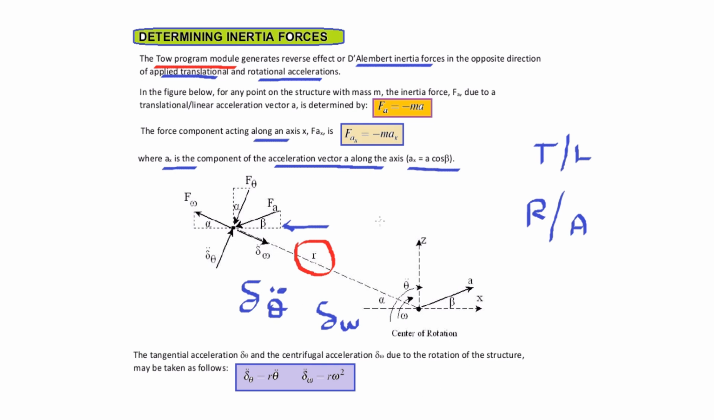So the difference between translational acceleration and rotational acceleration is this r. That's the distance between center of rotation to center of mass. We can say center of gravity. That's the difference.